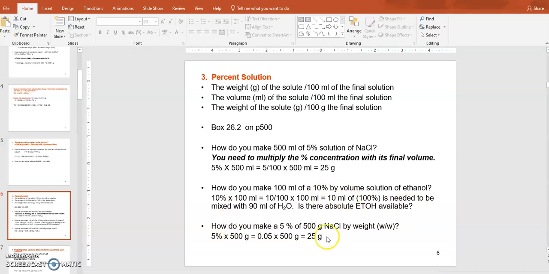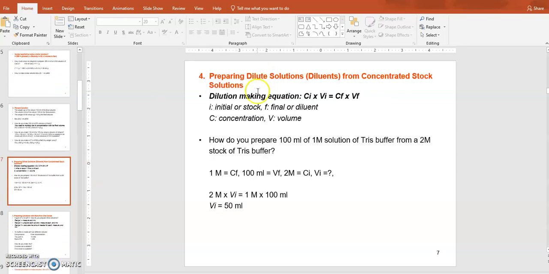Okay. How about this question? How would you make 500 gram of 5% sodium chloride? In this case, it's going to be weight per weight. So in every 100 gram, you're going to have 5 gram of sodium chloride. But you have 500 grams, so it's 5 times more. So 5 times 5 gram is 25 gram. Straightforward, right?